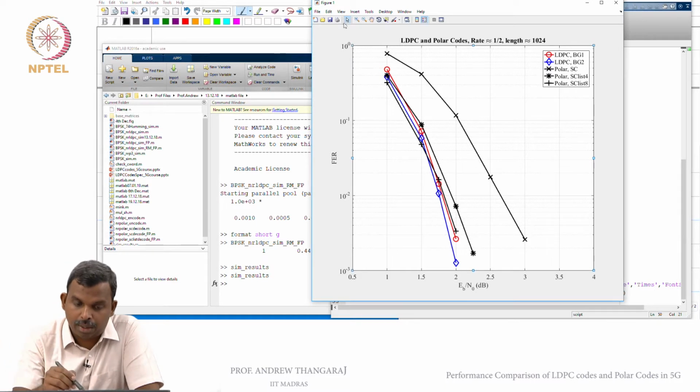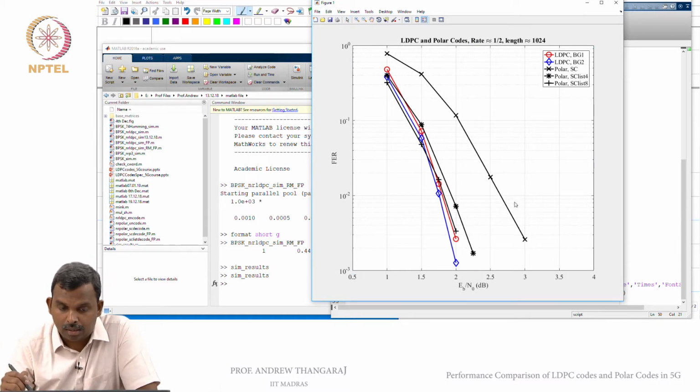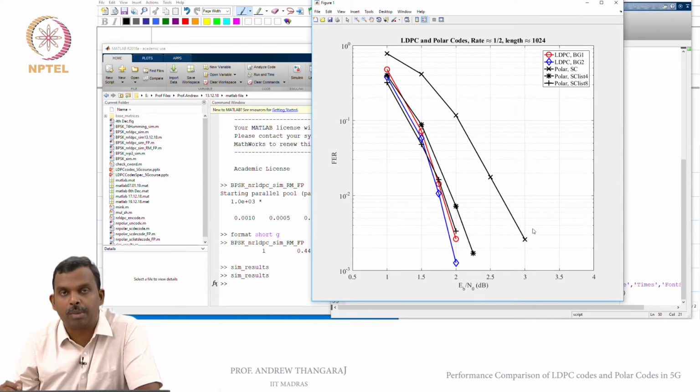Okay, so it's not letting me write. So I can't show you what this is, but you can see what it is, right? This X mark on the rightmost is the polar code with successive cancellation, and it's the poorest among all of them. It is on the rightmost.